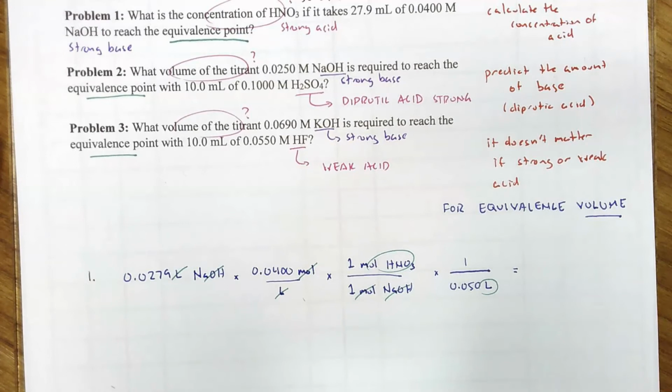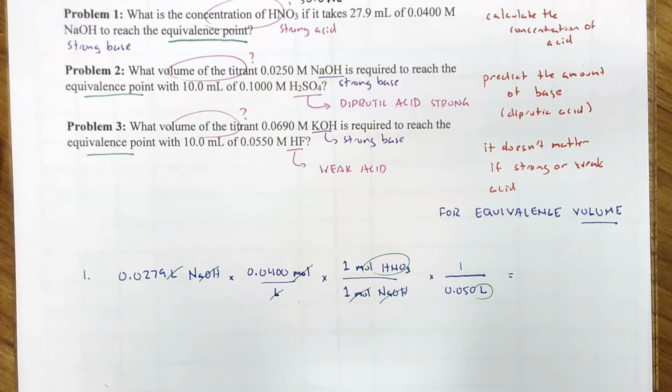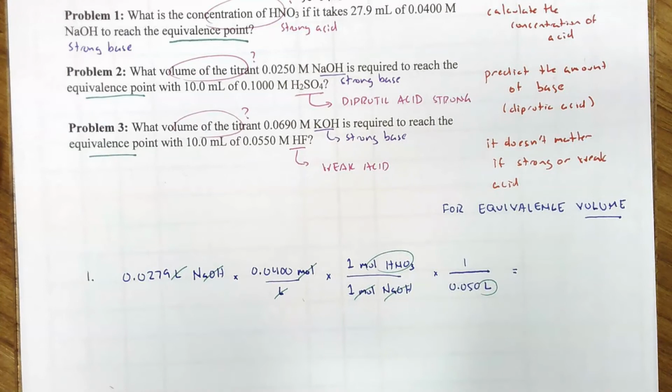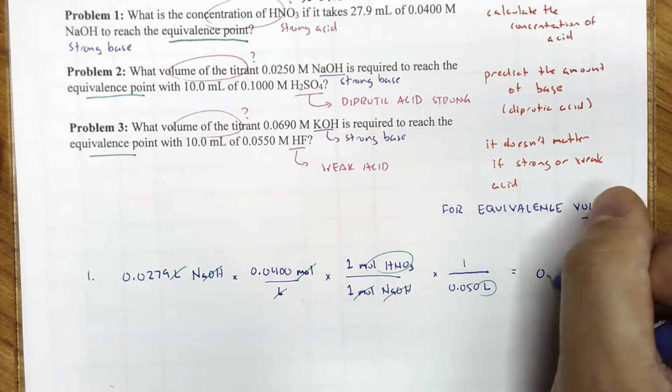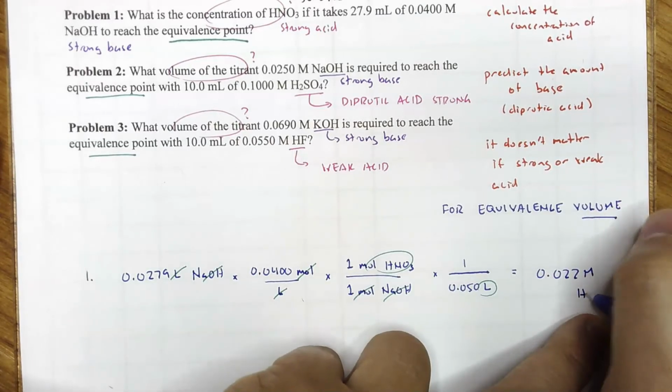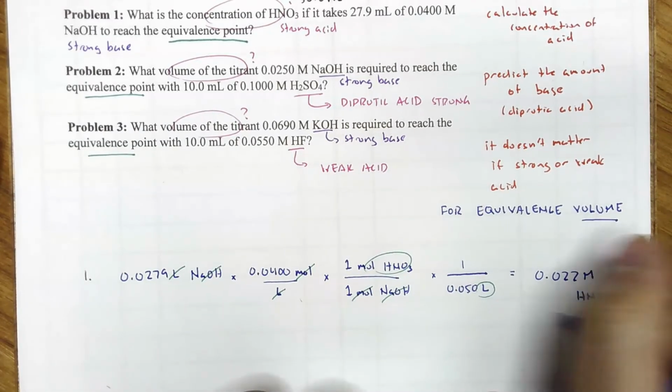0.0279 times 0.0400 times 1, then divided by 0.050 liters, I get 0.022 molar of HNO3.